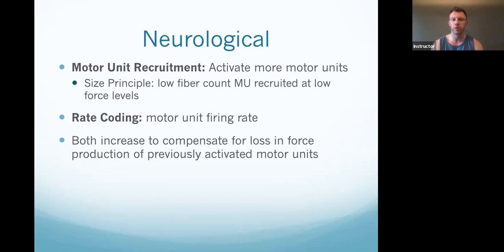Motor unit recruitment: again, you're going to activate more motor units. You can think of the size principle we looked at in previous chapters. You start with low-threshold fibers, and then that's going to increase as the force increases. You also have what's called rate coding, and that's the firing rate. Both will increase to compensate for the loss in force production. Basically, as you start to fatigue and your muscles get tired, they will increase the number of units that are recruited. So you have to work more of the muscle, and increase how quickly it fires. That's the game we're playing at that point.